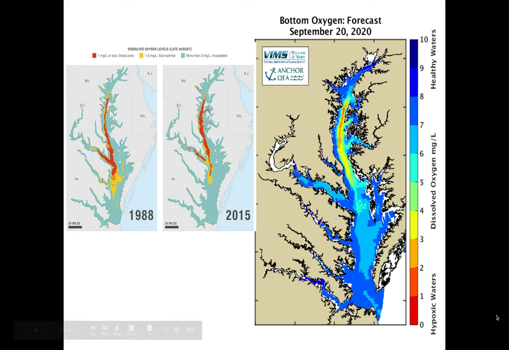So if you look at the difference in the amount of dead zone between 1988 in the summer to 2015 in the summer, it has decreased significantly. This was the bottom forecast for September 20th. And if you see here, there's a very small dead zone.